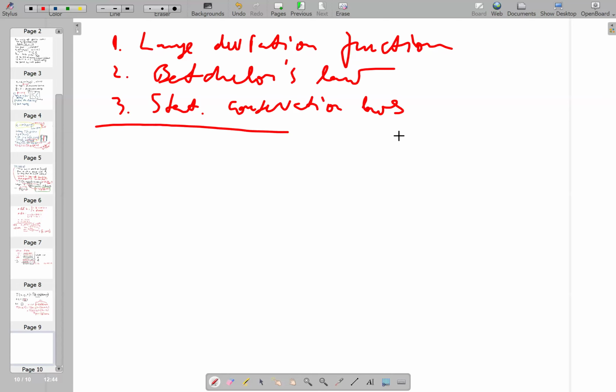So first, large deviation function. What we did last time was that we showed that the distribution of material line lengths evolves into a log normal distribution. The length of material lines evolves into a log normal distribution.